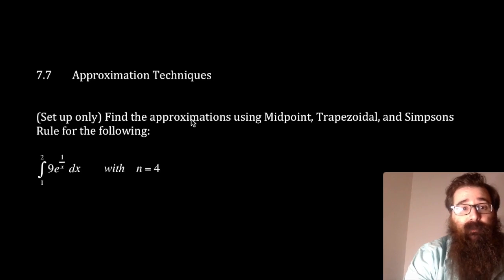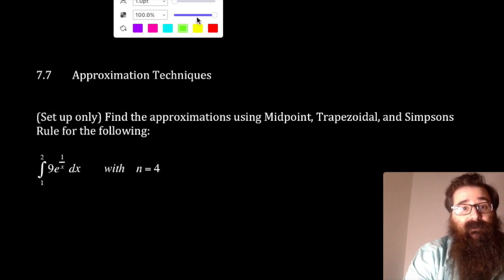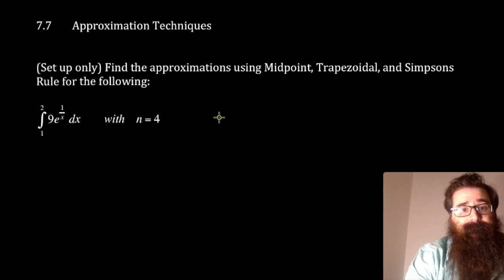We're just going to do the setup only, and we're setting up to find approximations using all three: midpoint rule, trapezoidal rule, and Simpson's rule. And here we're approximating the following definite integral, the integral from 1 to 2 of the function 9e to the 1 over x with respect to x, and here we're prompted to use n equals 4, so 4 partitions.